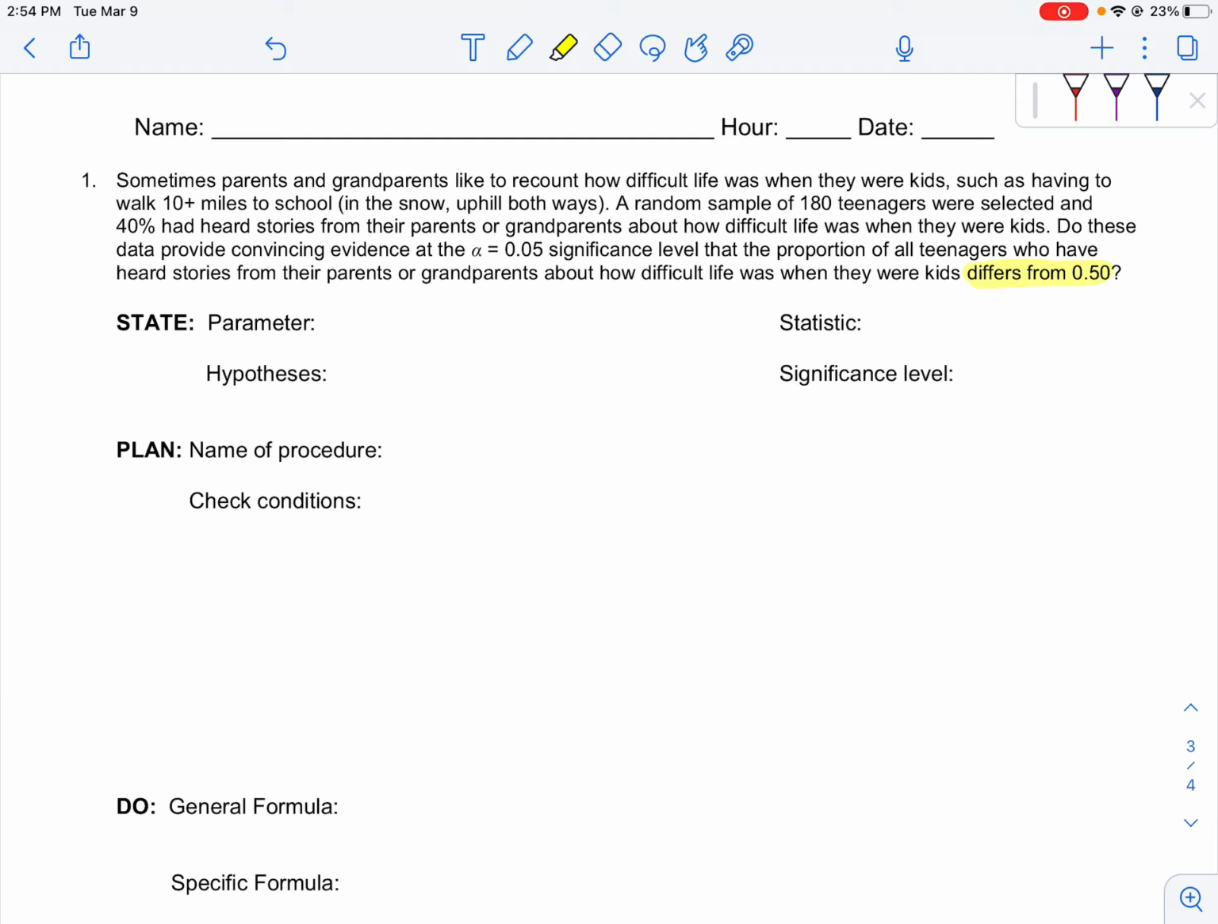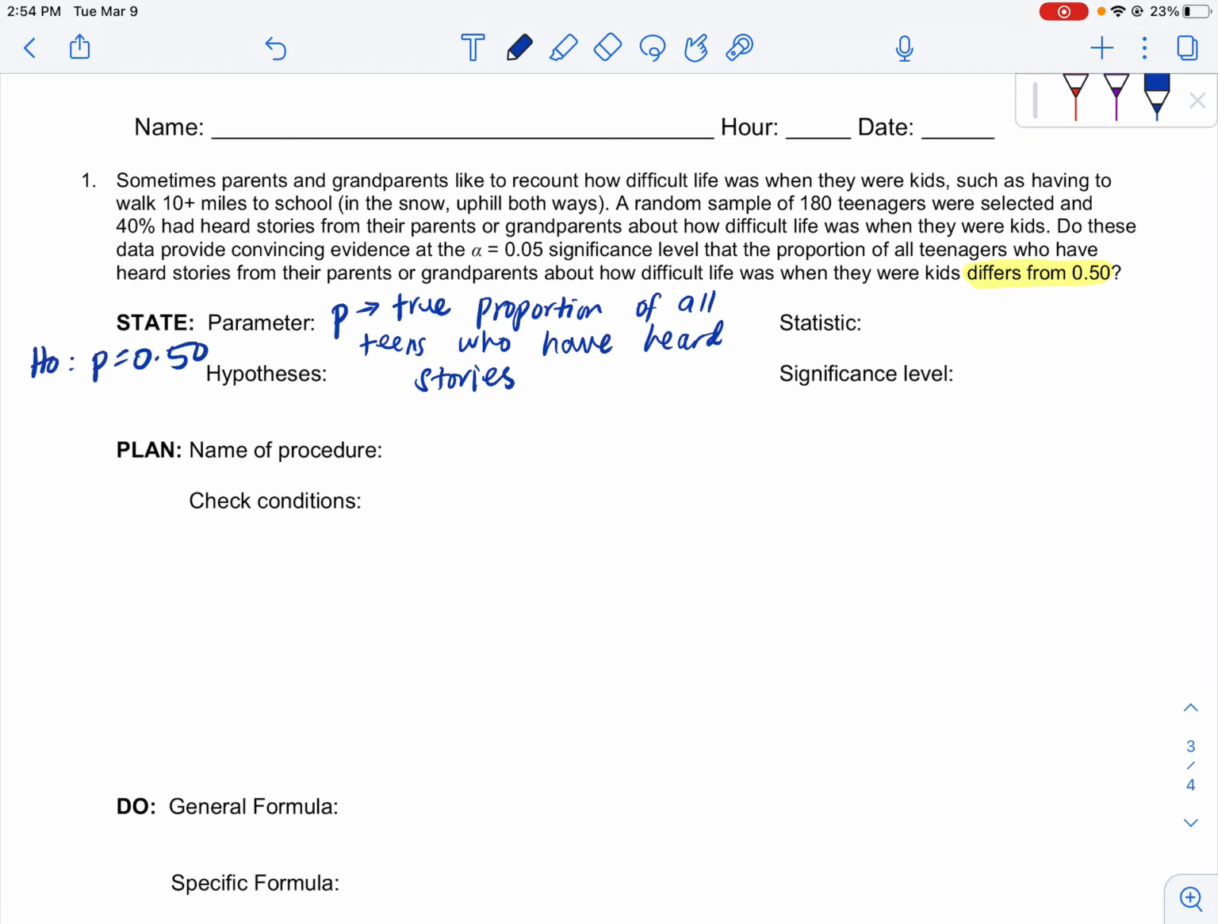Okay, let's do our parameter. So P is the true proportion of all teens who have heard stories from their grandparents. And I don't have space for my hypothesis. Let's put that in here. My hypothesis H0 is P equals 0.50 because that's the claim. My alternative would be P differ or not equal to 0.50.